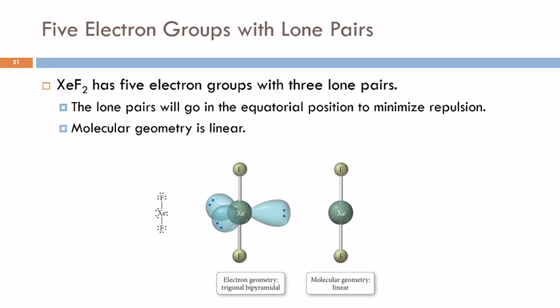And so what this looks like is the ballerina in her leotard wearing an invisible tutu. And so that's called linear. So you can have a linear molecule that has 5 electron groups if 3 of them are lone pairs. So the electron geometry is the shape that the electrons make, trigonal bipyramid. The molecular geometry is just looking at the actual atoms, and that's linear. Any questions?